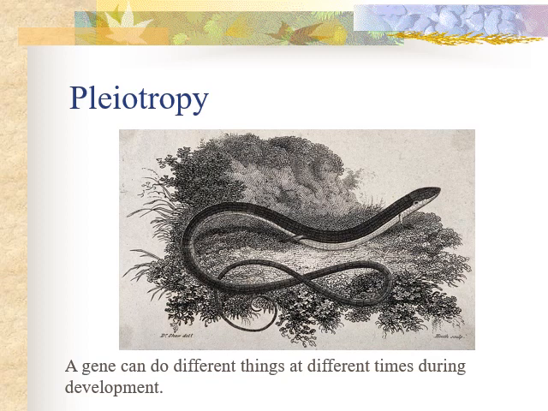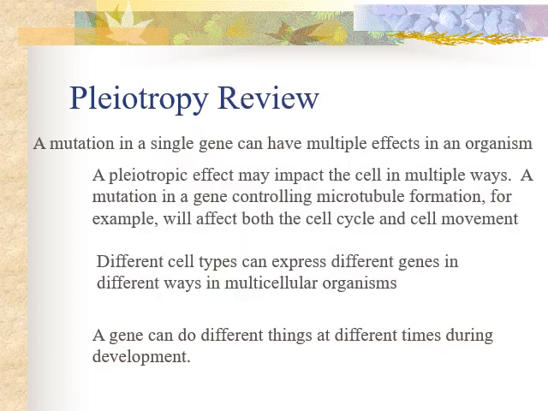The same gene might be expressed at different times during development in different ways. The same gene that's responsible for, say, determining left side of your body from the right side of your body might also be responsible for limb formation. Now, in snakes, obviously, early snakes had limbs, but that gene's function at one point in its development is turned off. So a gene can do different things at different times during development. That's pleiotropy. One gene, multiple effects, whether it's at different times in development, or simultaneously in one cell, or expressed in different cell types in different ways.